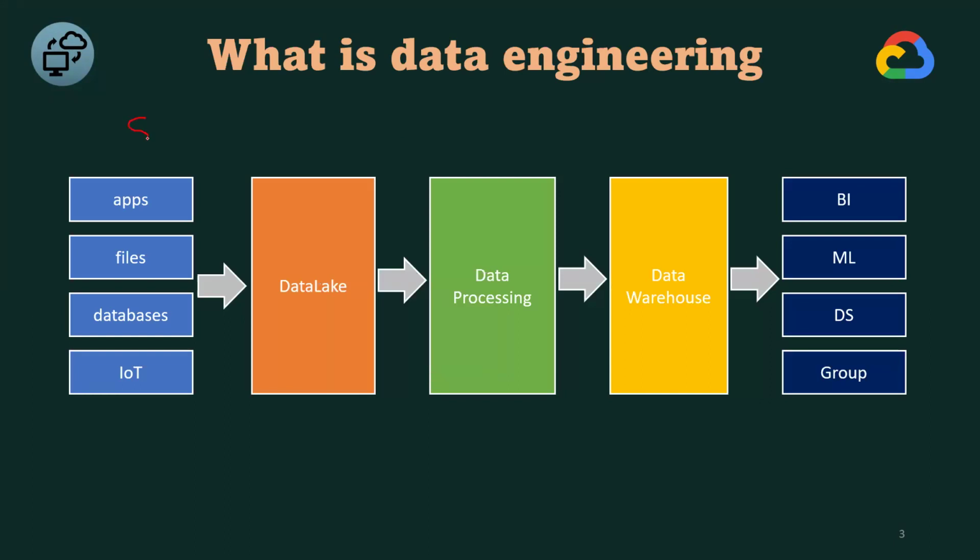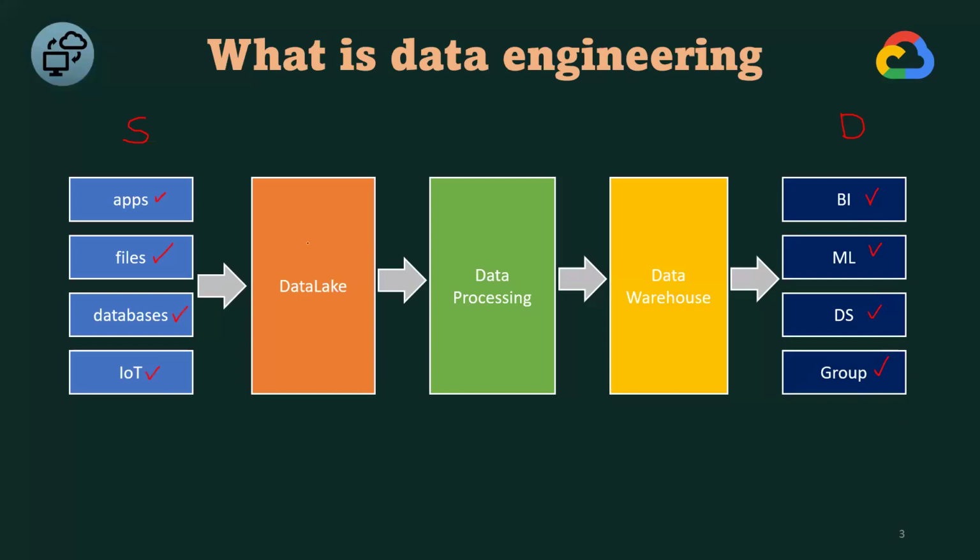So we have a source team, and we have a sink team or a destination team, I would say, downstream. This is upstream, this is downstream. The source team is where we will be getting the data from, maybe from applications, file formats, databases or IoT devices. We are sending our data to the BI, machine learning, data scientist or business groups.